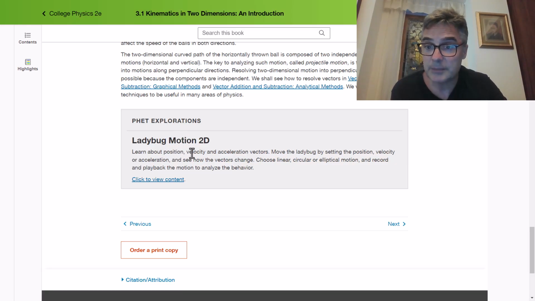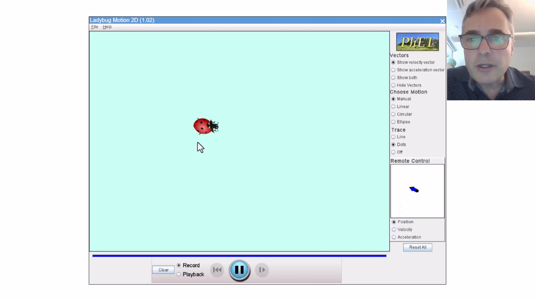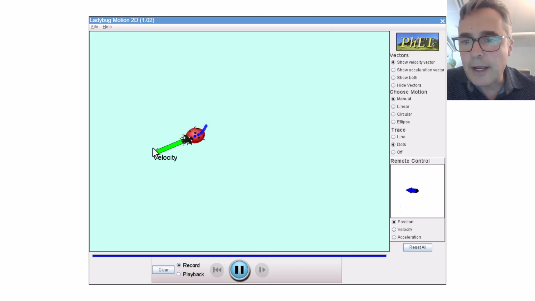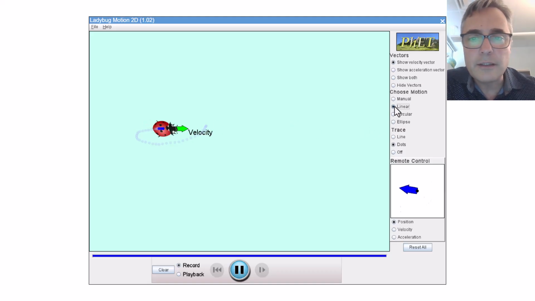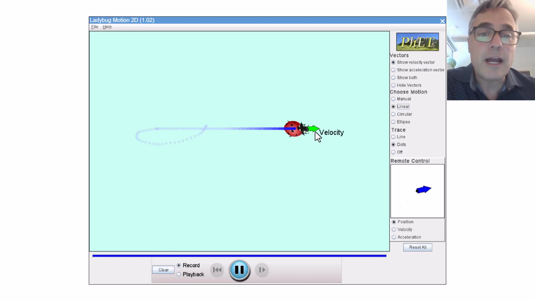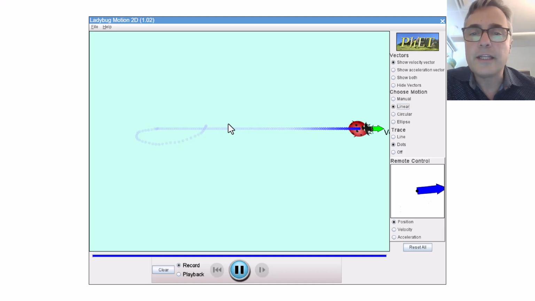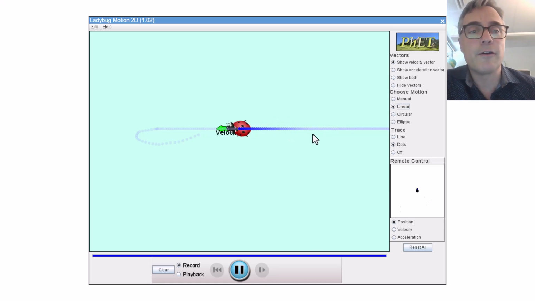There's a PhET exploration called Ladybug Motion. Let's check that out. You can drag the ladybug around and move him around the place, or when he stops, you can give him linear motion, and you can see that the velocity vector is in the direction that the bug is moving. Here he's leaving a trail of breadcrumbs behind him. Oh, he bounced off the wall. Now he's moving back, so his velocity vector has reversed.